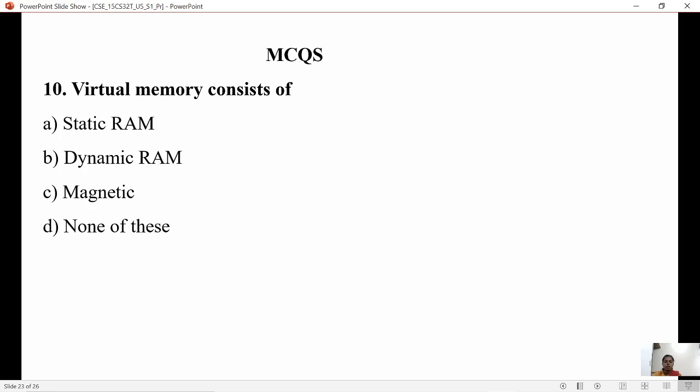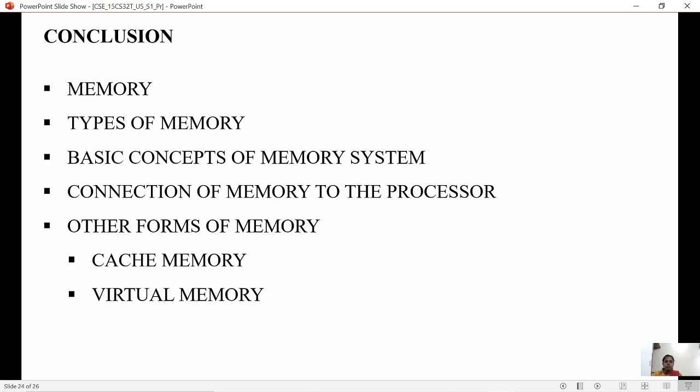I hope you all understand these topics very well. Now we are in the last part of this session, that is the conclusion part. In this session we have discussed memory. Here we have discussed the meaning of memory, the different types of memory and different names of the memory, and some of the important differences between primary memory and secondary memory. Then some basic concepts of memory system.